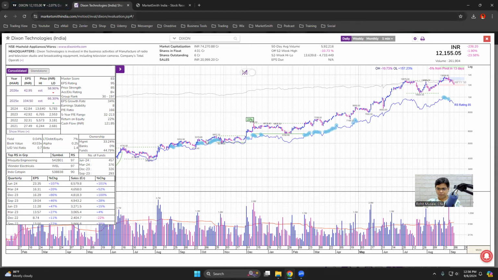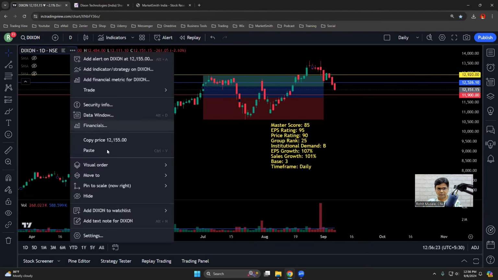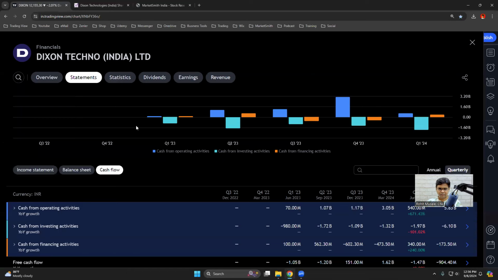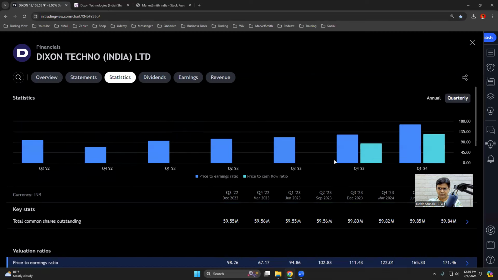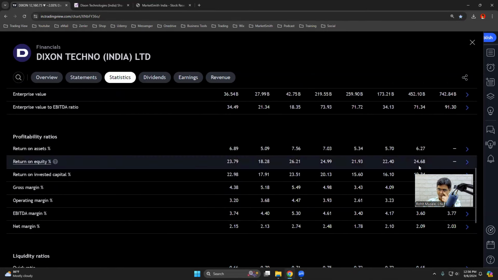Next, for those of you who don't have MarketSmith, go to TradingView, click here, click on financials. On financials, for return on equity, go to statistics and click annual. Now when you come down, you see return on equity here 24%. There it was given 22, maybe it's last year, but it's more than 17%. So TradingView gives you all the data.